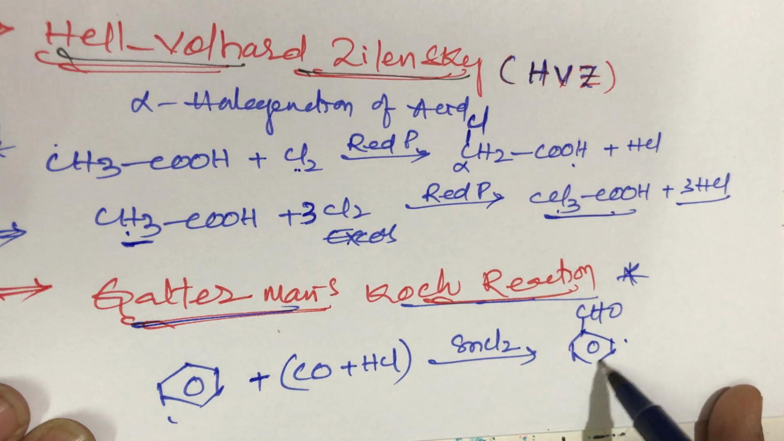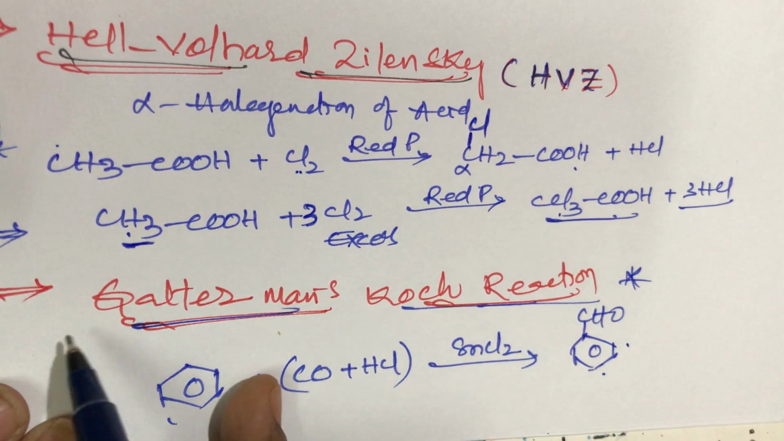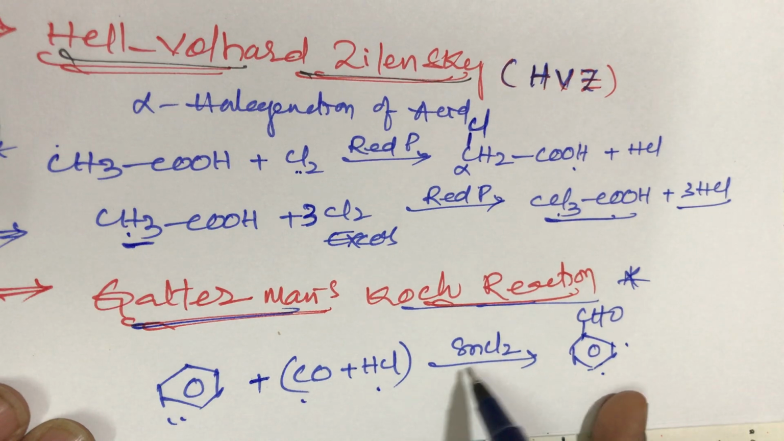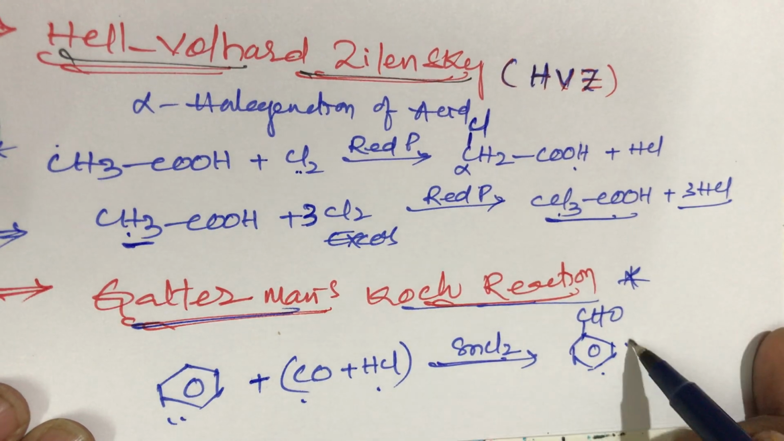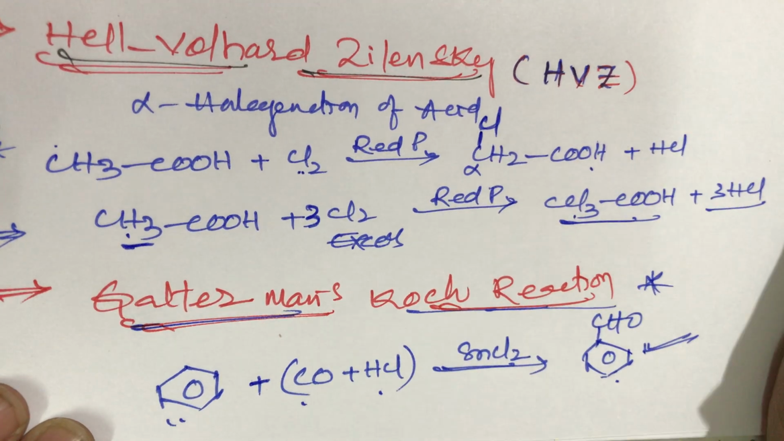It is also very important. Benzaldehyde can be prepared from the Gattermann-Koch reaction. What are the reagents? When benzene reacts with carbon monoxide plus hydrochloric acid in the presence of SnCl2, we get benzaldehyde. So this is the simple trick for named reactions.